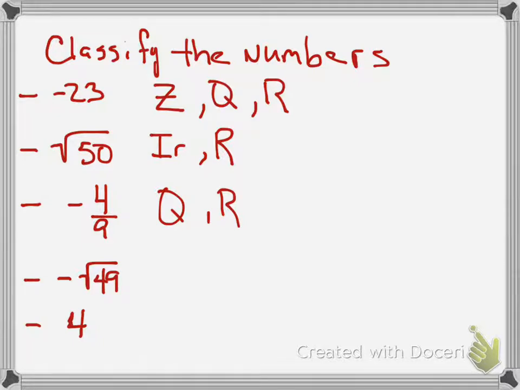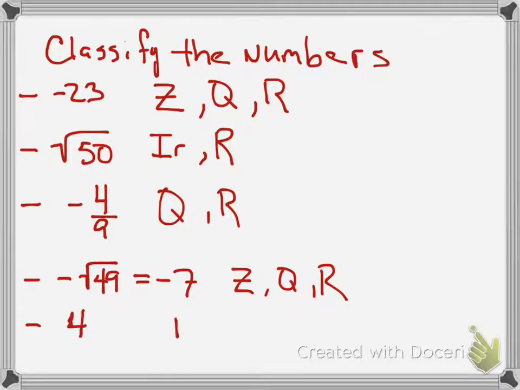-49 is a tricky one. That's the one where I'm trying to be a little tricky. That comes out even. That's the square root of 7, so that would be -7, which means then I can say it's an integer, it's a quotient, and it's a rational. I'm sorry. It's a rational and it's a real number.